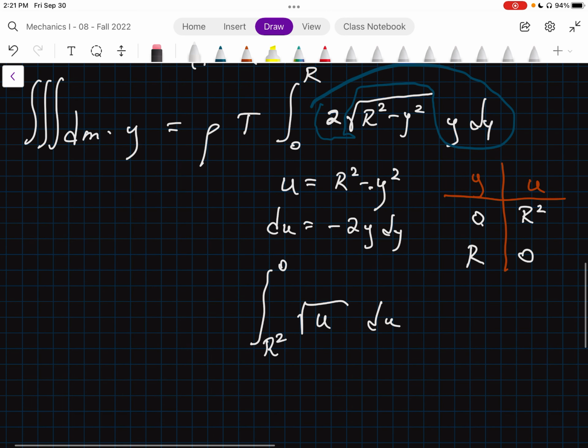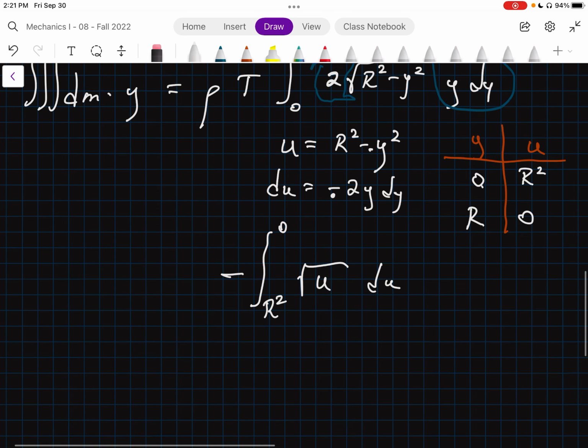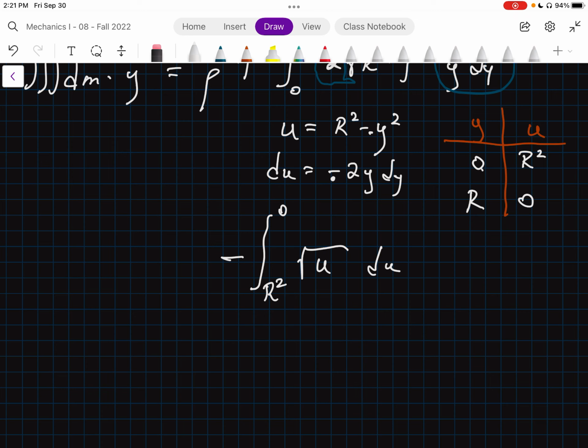Okay, and I need this negative term, right? I need to not ignore that because I actually only had 2y dy, so I have to put a negative sign out in front of my integration there. Okay, so this is u to the 1/2. So if I do the integral of that, I get negative u to the 3/2 divided by 3/2, and I'm going to evaluate between r squared and 0.